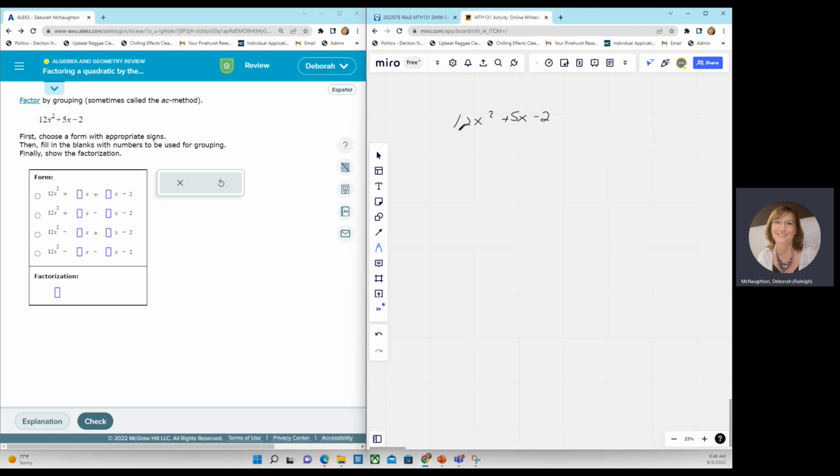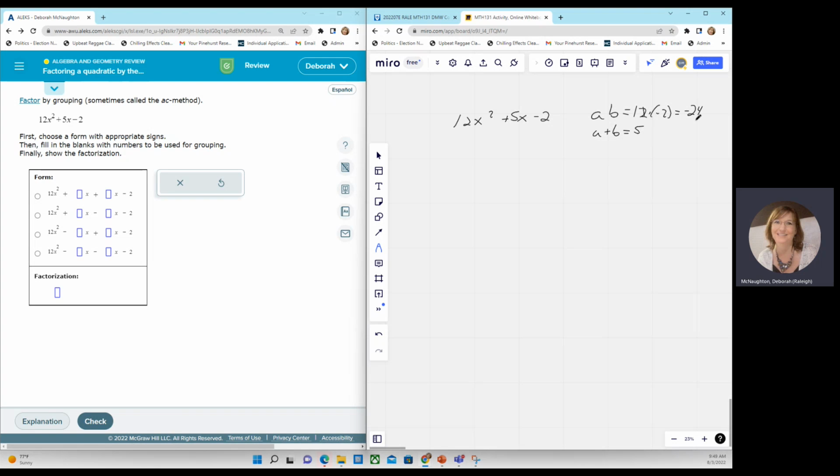The way that I do that is I look for two numbers that multiply to this leading coefficient times this last number and add to the middle number. So I'm looking for two numbers, A and B, that multiply to 12 times -2, or -24, and add to 5. If they're multiplying to a negative number, I'm going to have one positive and one negative number.